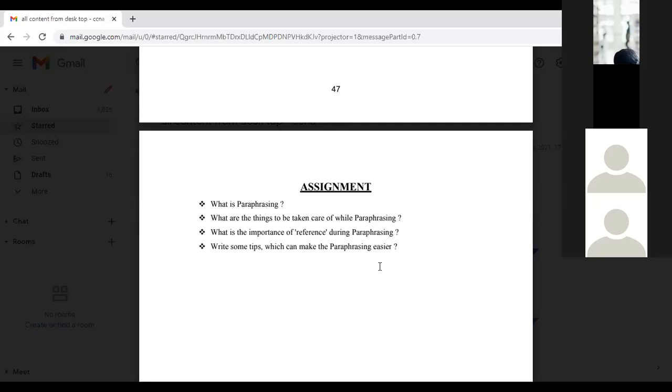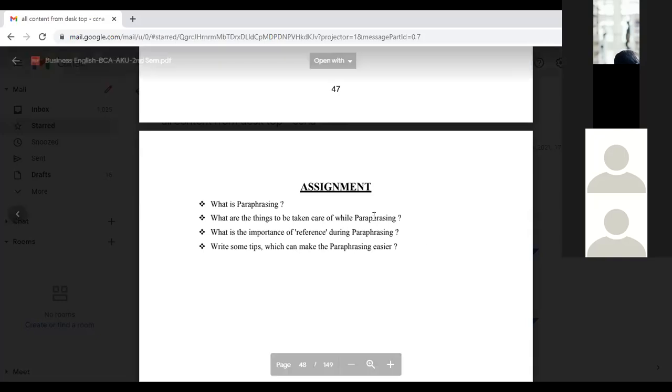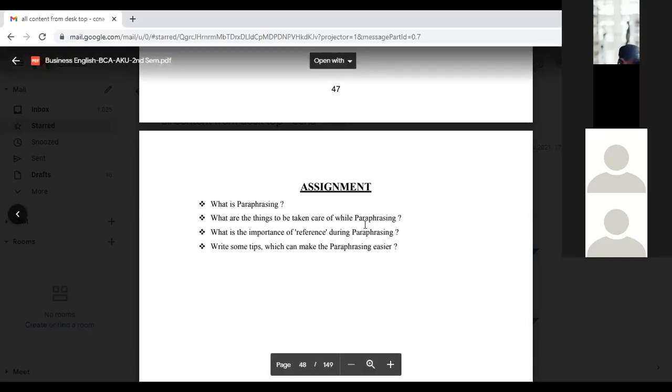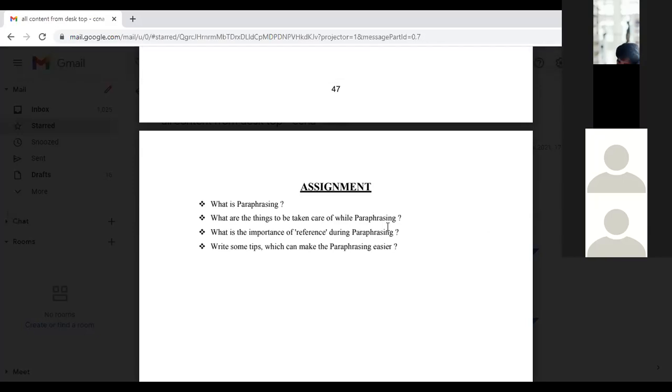I am telling you the rules. So what is the connection of paraphrasing and speed reading? Yeah, what is paraphrasing? You already know. What are the things to be taken care of while paraphrasing? What is the importance of reference during paraphrasing? Reference. What is the importance of reference? For example, you are referring to a quote.